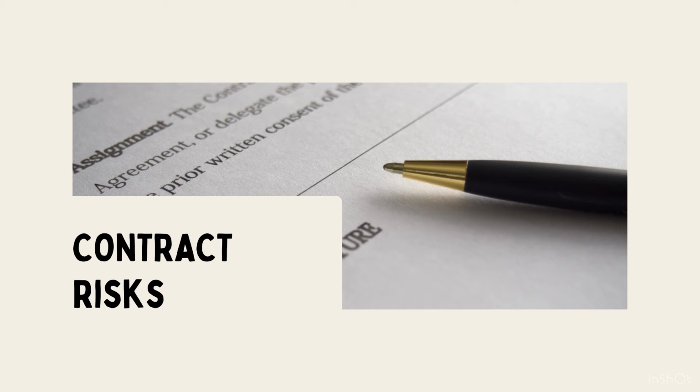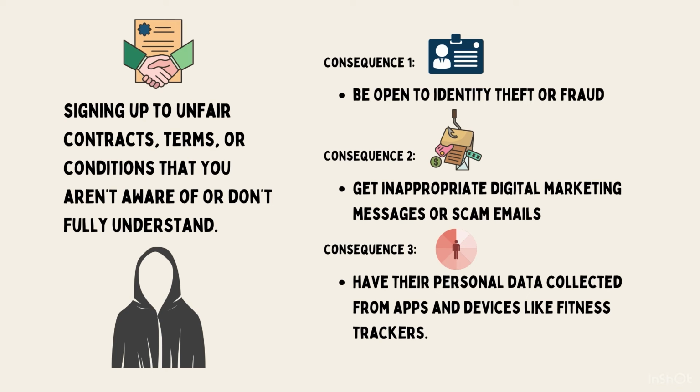The last type of risk is contract risk. Contract risks include signing up to unfair contracts, terms, or conditions that users aren't aware of or don't fully understand. As a result, users might be open to identity theft or fraud, get inappropriate digital marketing messages or scam emails, and have their personal data collected from apps and devices like fitness trackers.